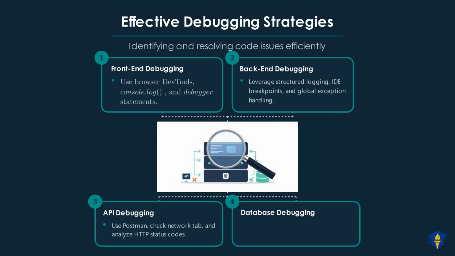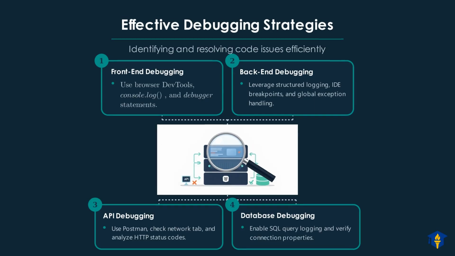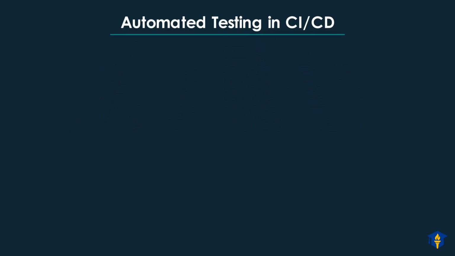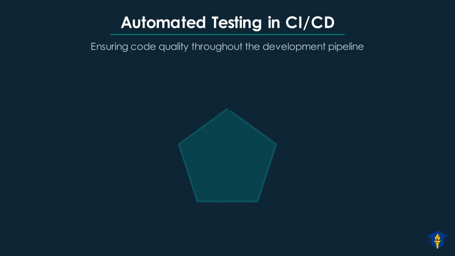Finally, addressing database debugging requires a focused set of actions to diagnose issues. You should enable SQL query logging and carefully verify all database connection properties. We will now explore automated testing within CI/CD workflows, a vital practice for modern development. This ensures consistent code quality throughout the entire development pipeline, from commit to deployment.